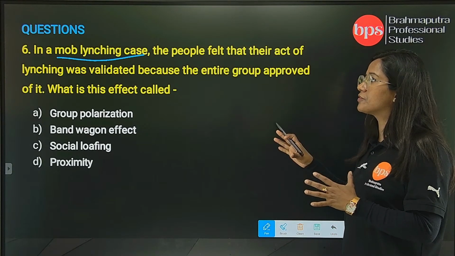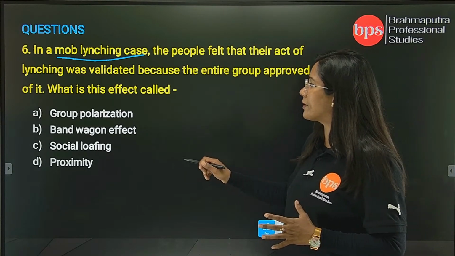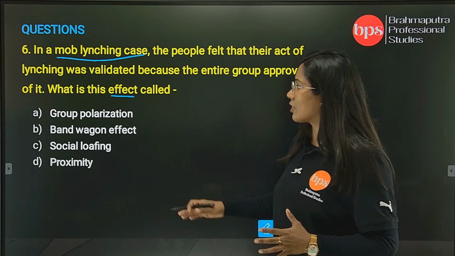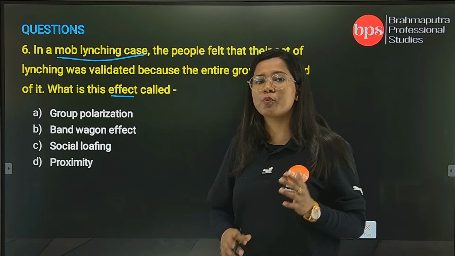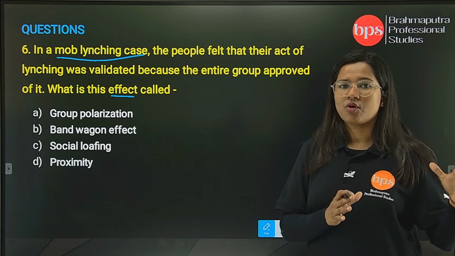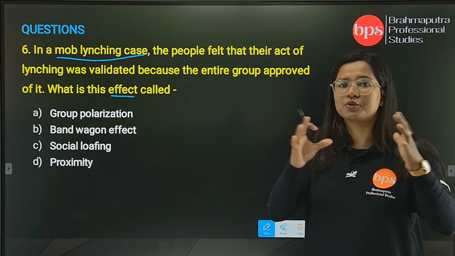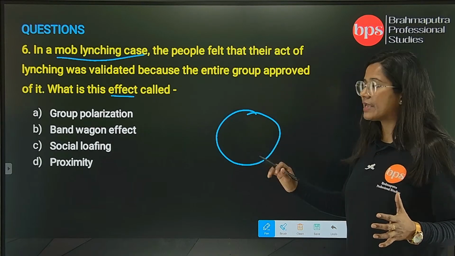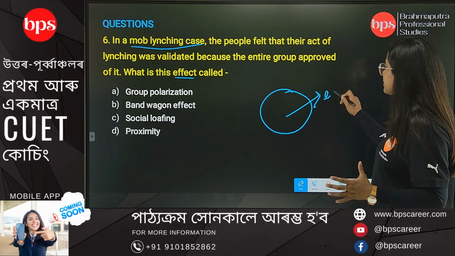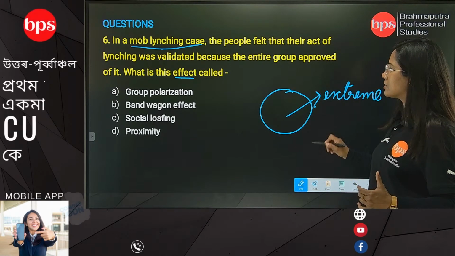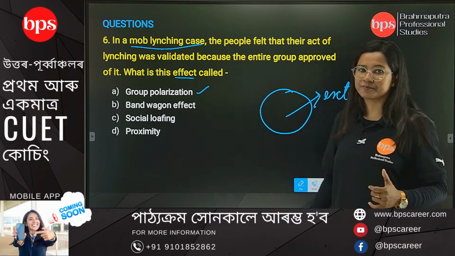So they approved mob lynching, the entire group, and what we call this effect. This effect is not group polarization. Group polarization means the extreme level of a set of beliefs by a group of people. When a group of people go to the extreme level to form some kind of decision, we term it as group polarization.